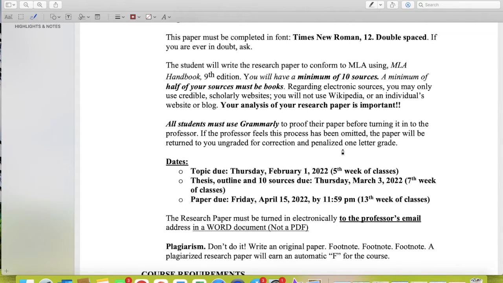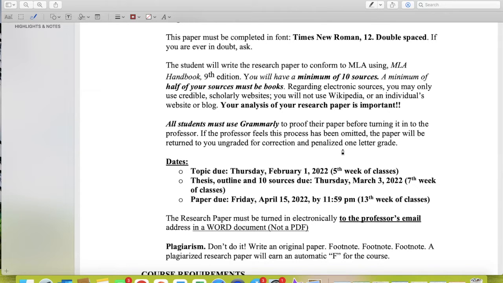Okay, so for the dates for your research paper, you have your topic due on Thursday, February 1st, 2022, which is the 5th week of class. So make sure you write these things down in your calendar. Your thesis, outline, and your 10 sources are due Thursday, March 3rd, 2022. That's the 7th week of class.